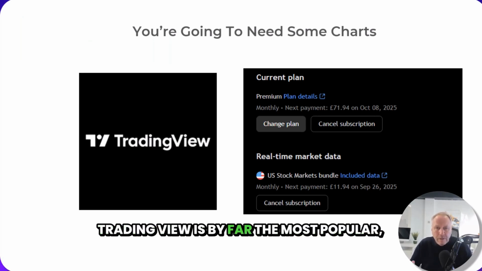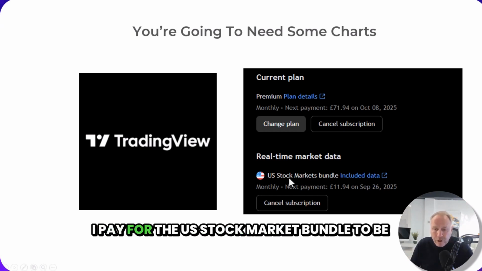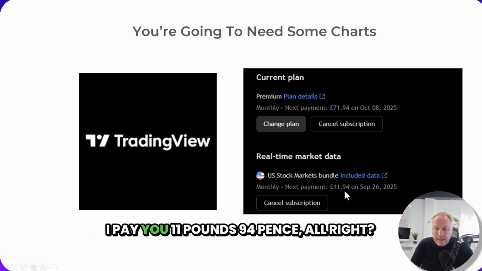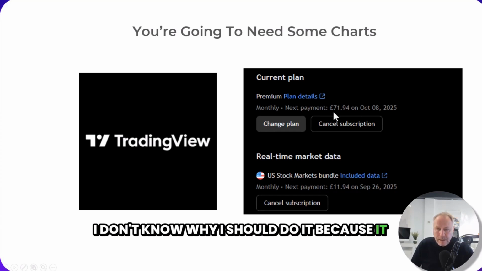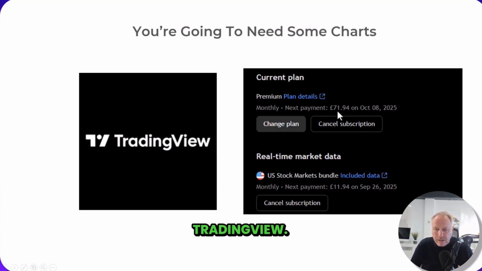TradingView is by far the most popular. I pay for the US stock market bundle to be able to trade US shares. I pay £11.94, all right? It costs me £72 a month. You can get it much cheaper. I've just not bothered to do the annual subscription here. I don't know why I shouldn't, because it does save you an absolute fortune on TradingView.